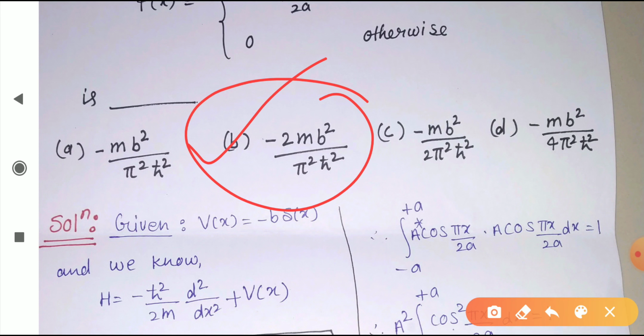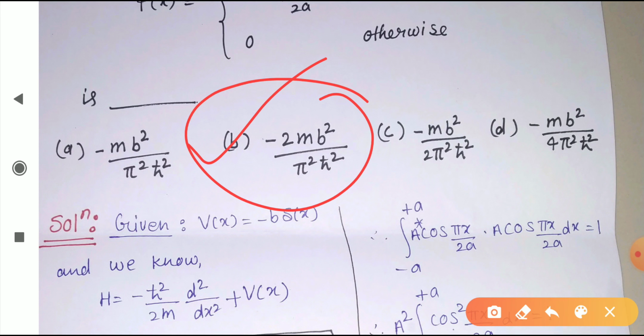I hope you have understood this question very carefully. Once more I'm going to repeat the steps that you have to follow. First step, assume the trial wave function if it is not given to you. If it is given to you, take that trial wave function. Then find out the constant A, but if the value of A is given to you, don't find it. If it is not given, find out this value by using the normalization condition.